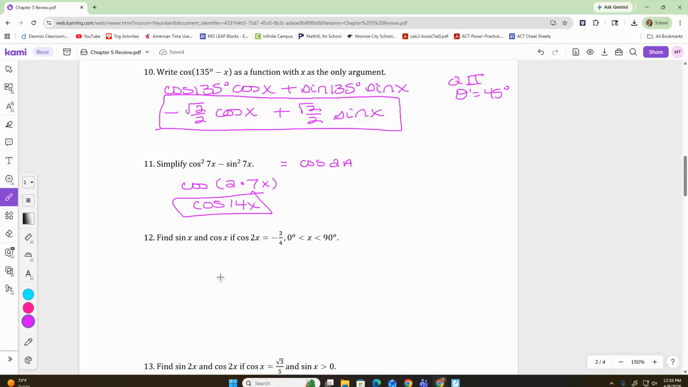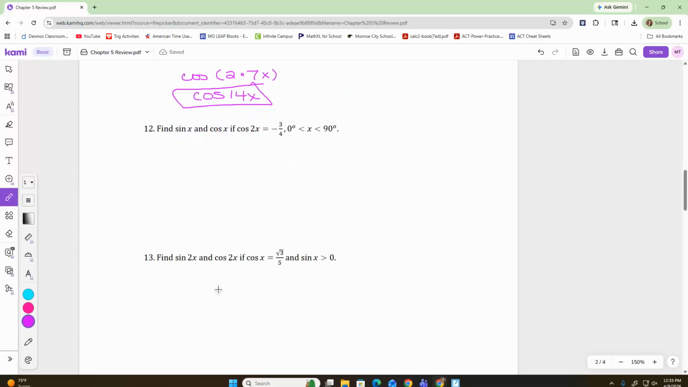All right, number 12. I want you to find sine and cosine of x, but what I gave you is cosine of 2x. Anytime I see a double angle, I always write out a formula. You have 3 options for cosine 2x. You can pick any of them, but probably easiest to pick one that only has a single trig function in it, right? So maybe I do 2 cosine squared x minus 1. I know my cosine 2x is negative 3/4.